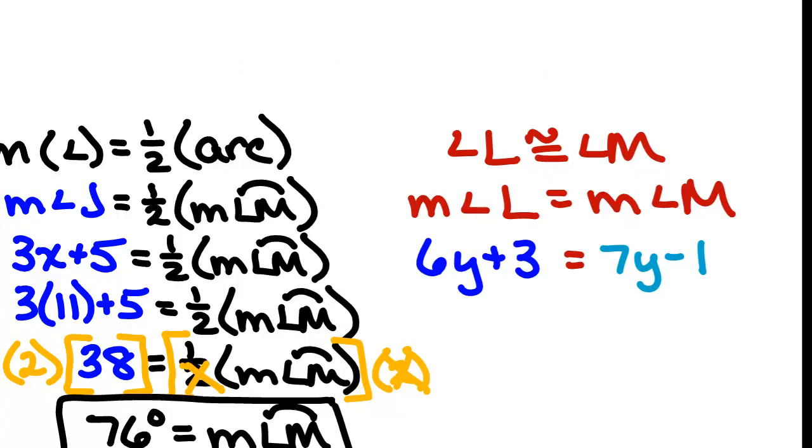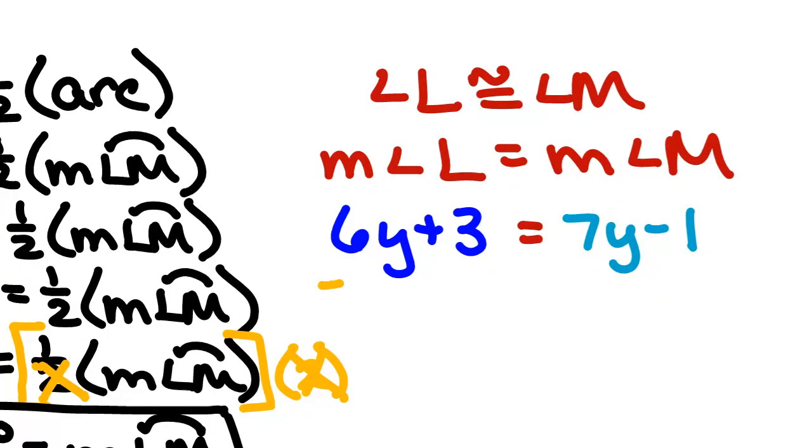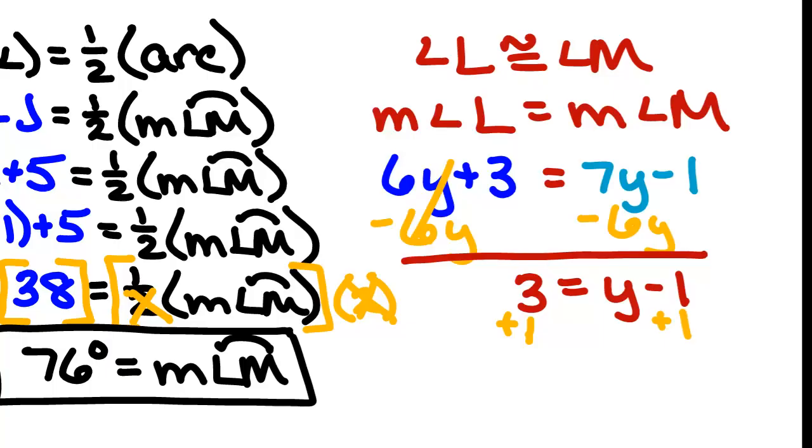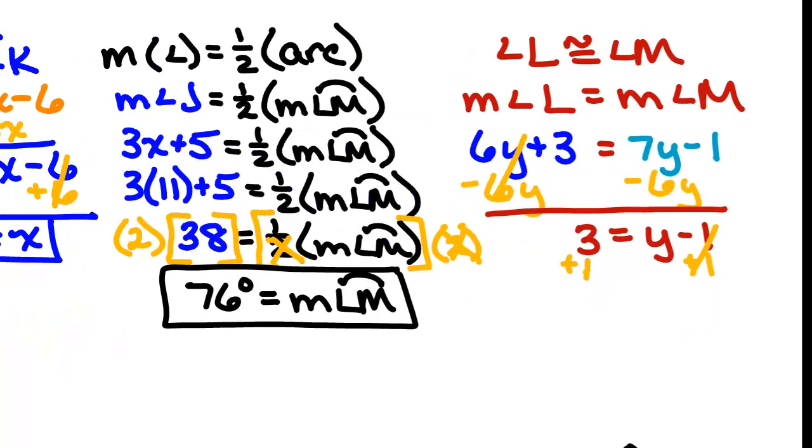We're going to solve this for y, so I need to get the y's on the same side. So I'm going to minus 6y from both sides. That gives me 3 equals y minus 1. Then we add 1 to both sides. And y is how big? Y is 4.